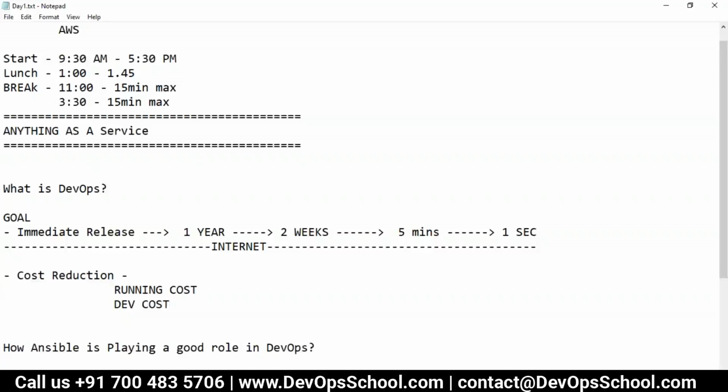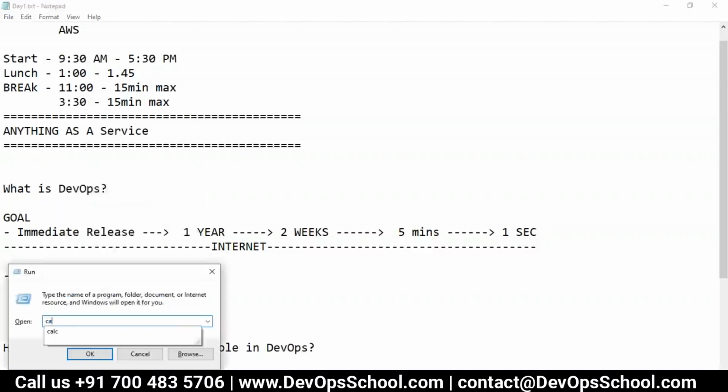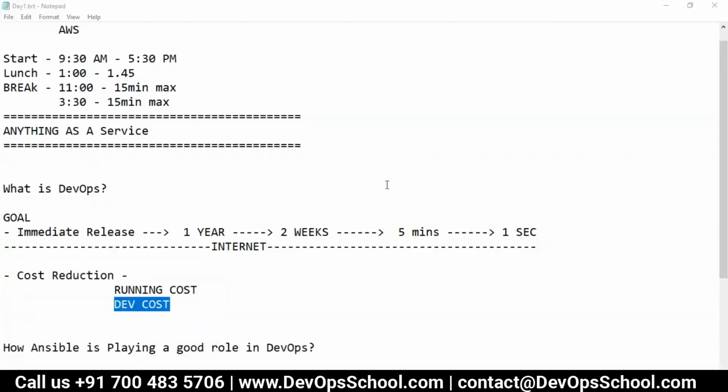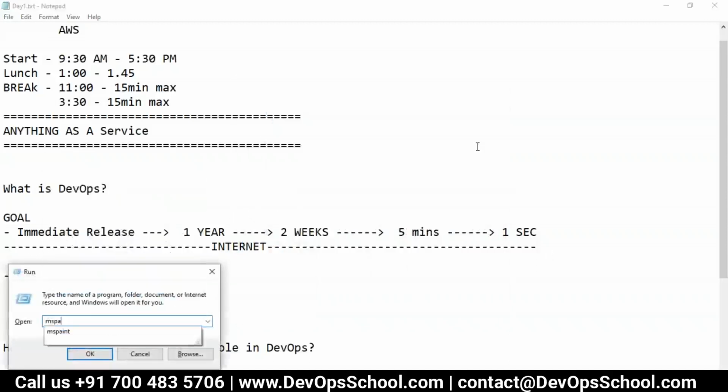So if an organization wants to reduce the development cost, that means would they reduce your salary? Will you accept it? Of course not. You know that. So how would they reduce the development cost? The calculation is very simple. See here.